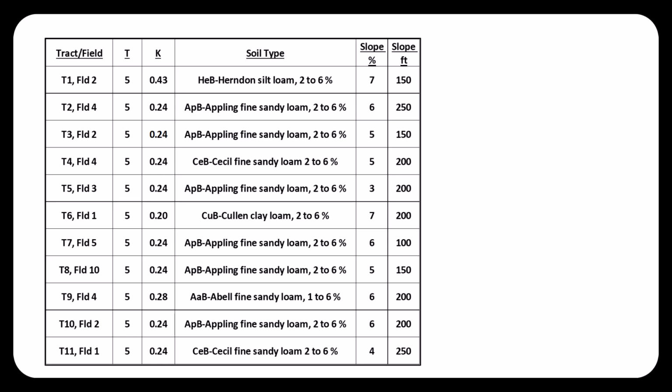We've got 11 tracts with multiple fields in each tract. So we're going to start by compiling in a spreadsheet key RUSLE2 attributes for each field. And as shown here in this first row, those RUSLE2 attributes include soil loss tolerance, or T, our erodibility factor, or K factor, for the predominant soil type in each field. And then we also have our topography inputs, percent slope, and slope length.